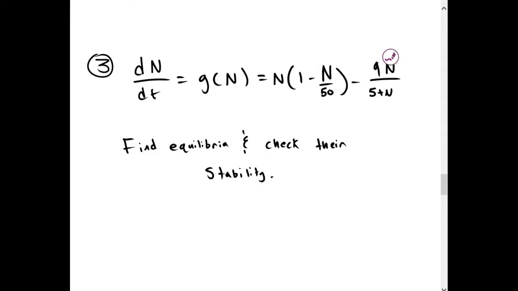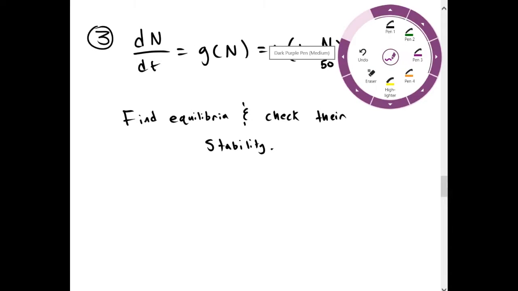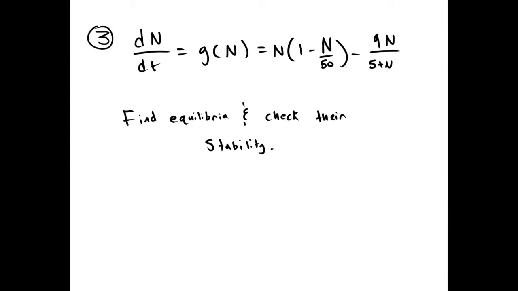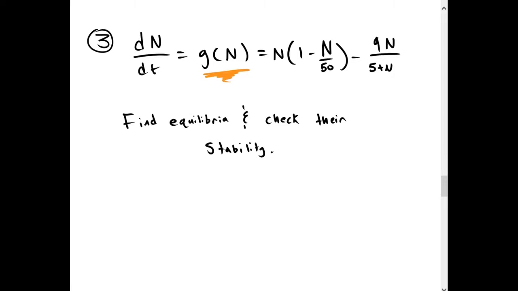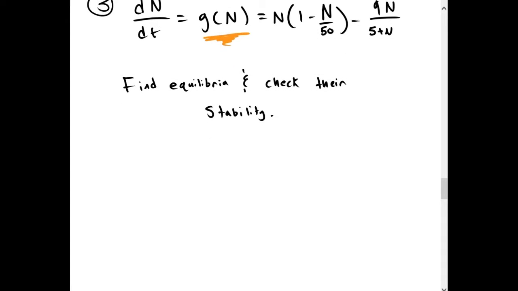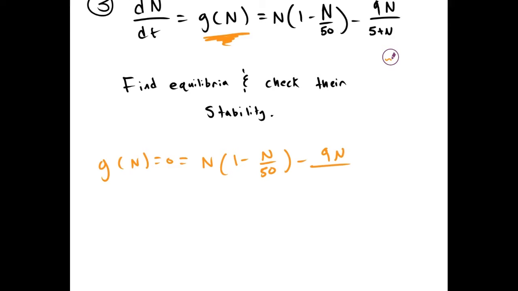So for the third example, we have a differential equation describing population growth. dN/dt equals, and we're defining this as g(N), equals N times (1 minus N over 50) minus 9N over (5 plus N). To find the equilibrium points, we're going to set g(N) equal to 0. So we're setting N times (1 minus N over 50) minus 9N over (5 plus N) equal to 0.